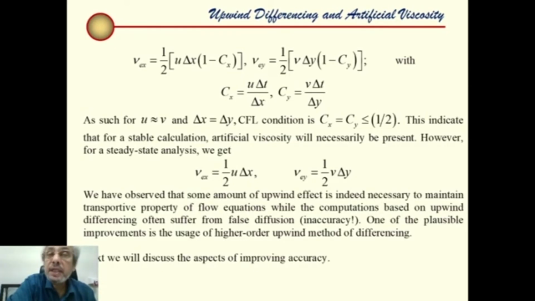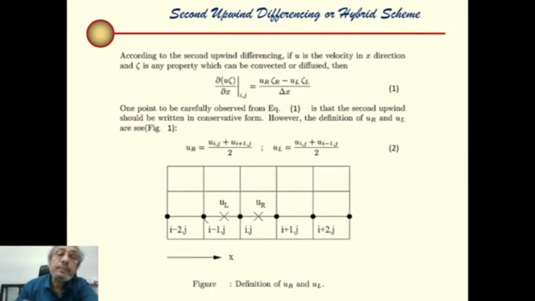But yet another dichotomy we are entering into, that is, if we have artificial viscosity, then that will introduce false diffusion, inaccuracy, or whatever you call error due to artificial viscosity. So our target should be to reduce that. One of the very effective ways of doing this is going for a method which is called second upwinding.